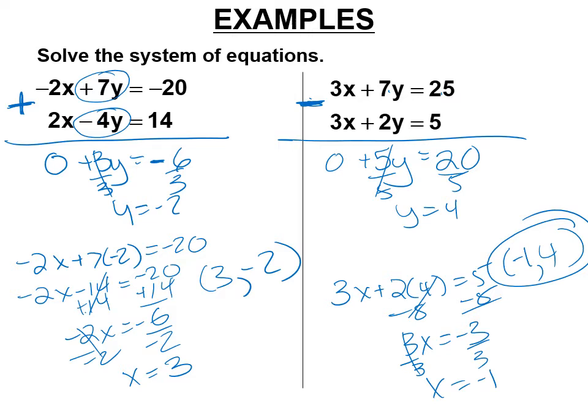So, right, if you see opposites, anywhere, like negative 2x and 2x, you're adding. If you see the same, you're subtracting. And it could be either x or y. So we're going to practice this a bunch. Here we go.